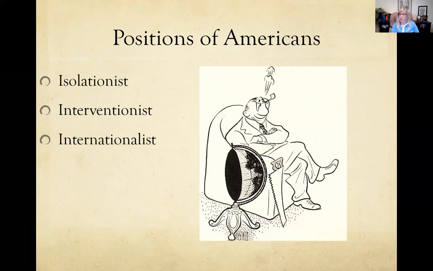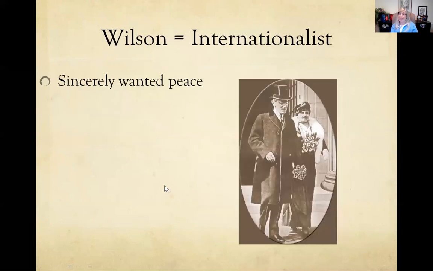We will have people who are interventionists. These are largely people who see that the US is needing to step in on one side or the other for whatever the reason. Maybe it's, again, the cultural connection that immigrants may have, or for some other reason. And then there's a third group, the internationalists, which believe that the United States should not get involved militarily, but that the United States should get involved as a negotiator to reestablish peace in the world. All right, so this guy being depicted here would be an isolationist because he's just kind of ignoring what's going on. All right, so Wilson is an internationalist.